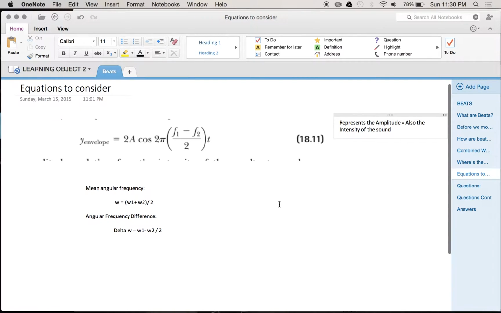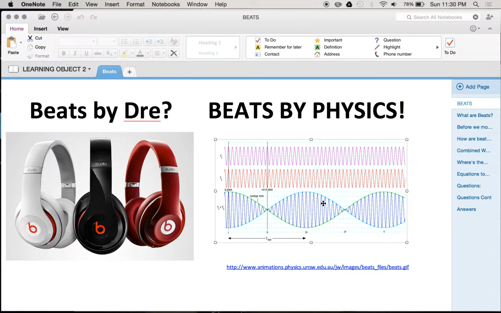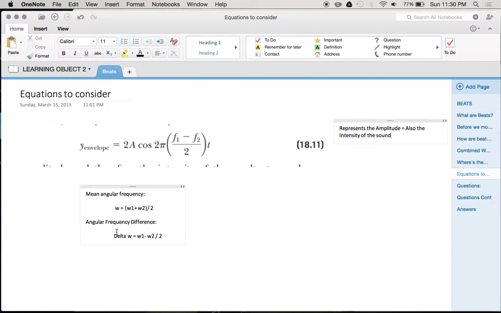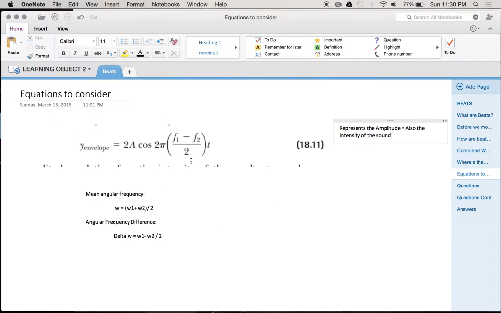So there's another equation to consider. The y envelope. As I mentioned before, the envelope was basically this. This is the envelope here. It looks kind of like an envelope, maybe an eye or something. And that y envelope equation is given by 2a cos 2 pi, frequency 1 minus frequency 2 divided by 2, times time. So if you were to calculate what the y envelope was, you've got to look back to your other formula, figure out your givens and plug them into your y envelope.